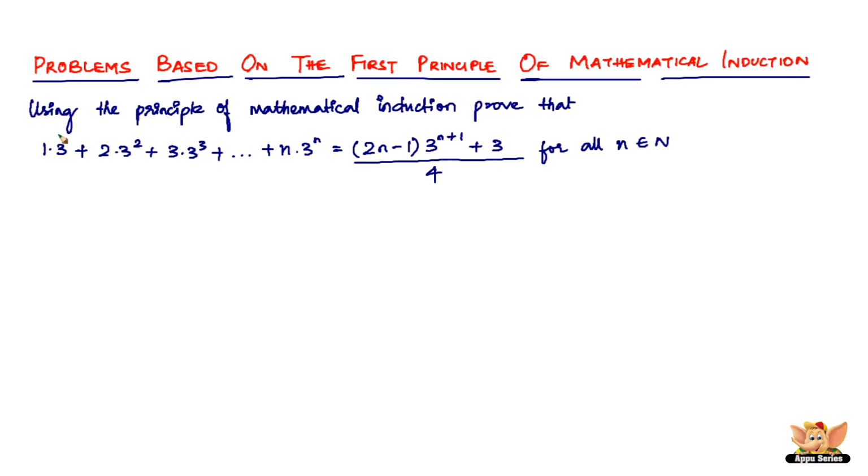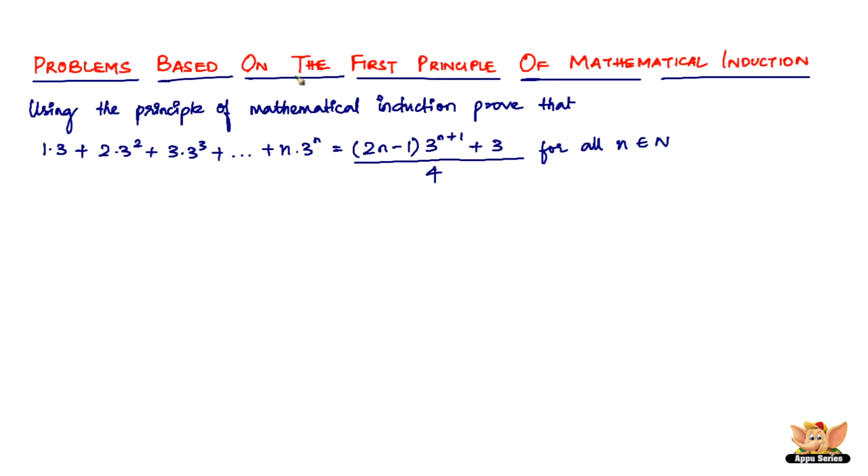It says, using the principle of mathematical induction, prove that 1 times 3 plus 2 times 3 square plus 3 times 3 cube plus ... plus n times 3 to the power n equals (2n minus 1) times 3 to the power n plus 1, plus 3, the whole divided by 4, for all values of n that belongs to capital N, which is natural numbers.